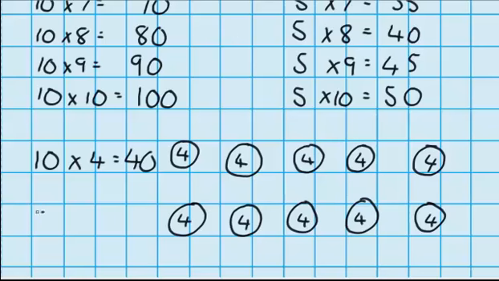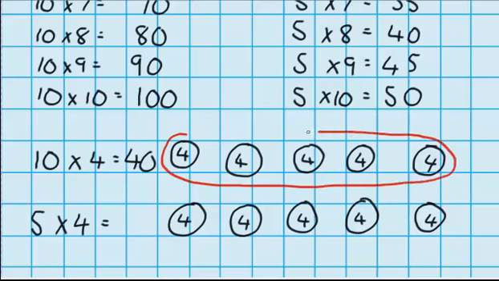Now let's see what 5 times 4 looks like. 5 times 4. Well, we know 5 times 4 means 5 groups of 4. So if I come over here, that means it's half of the groups. Here are my 5 groups, and there's 4 in each of them. So if I only have half as many groups, my answer is going to be half as big. So instead of being 40, it's going to be 20.